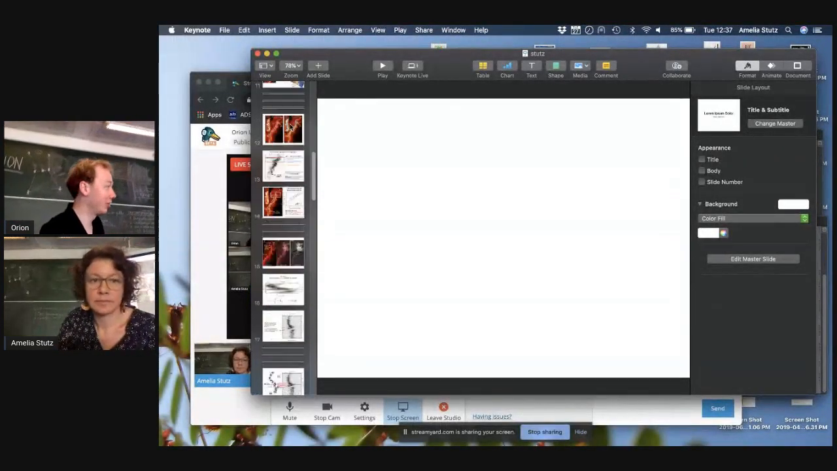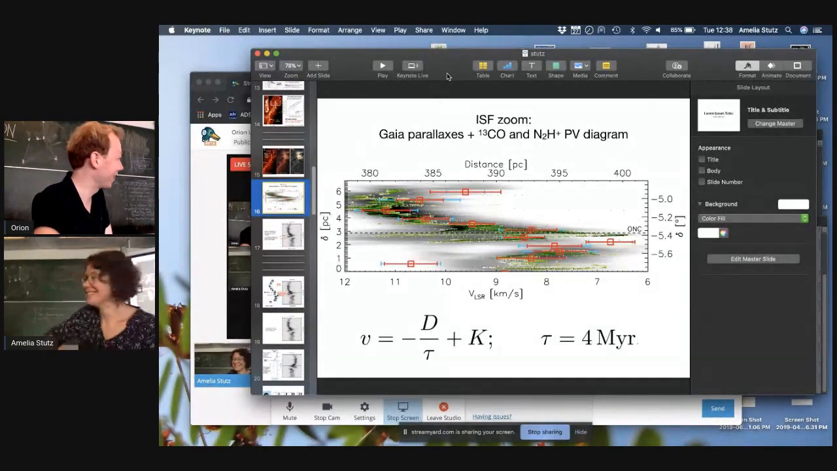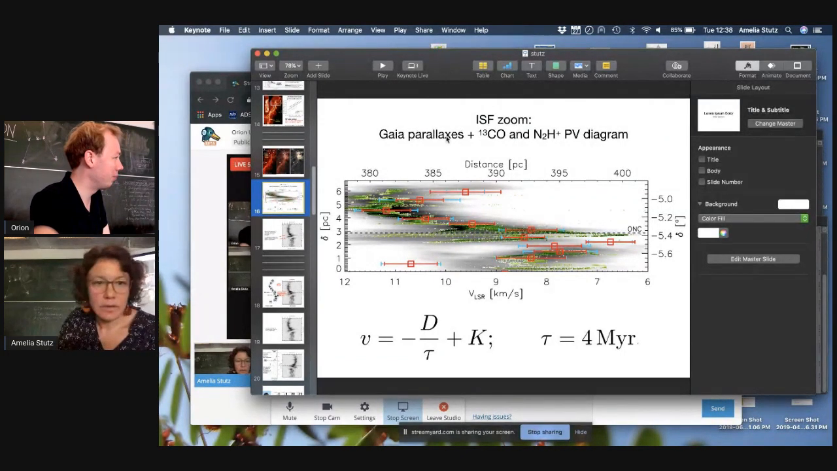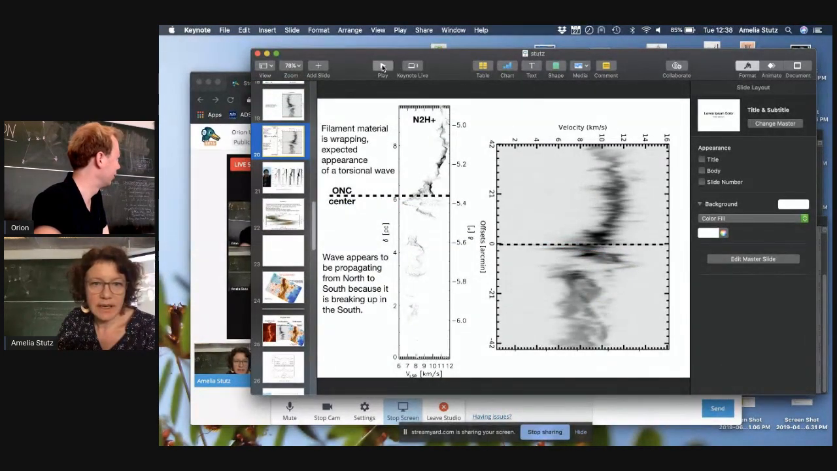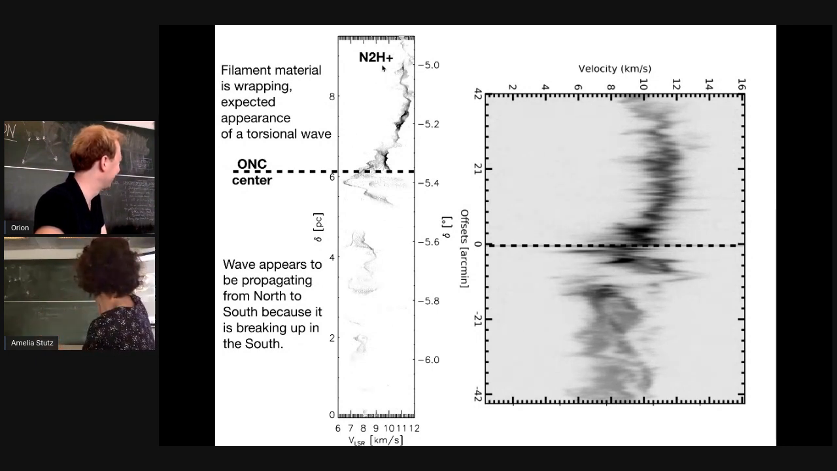Yes, so thank you for your talk. As you said, it's weird. One thing that I didn't quite understand is, because I do think it's a really cool idea, what did you mean by the wrapping behavior? This is more speculative, but we see in the N2H+ these smaller scale features, structures that are wrapping around, so they may be consistent with a torsional, like a corkscrew type structure.